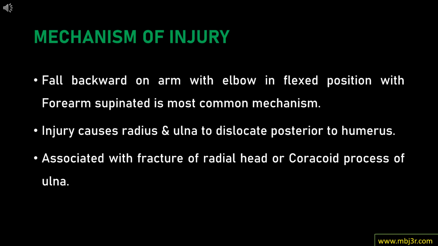Mechanism of injury: a fall backward on an arm with the elbow flexed and the forearm supinated is the most common mechanism. Injury causes radius and ulna to dislocate posterior to the humerus, associated with a fracture of the radial head or a coronoid process of the ulna.